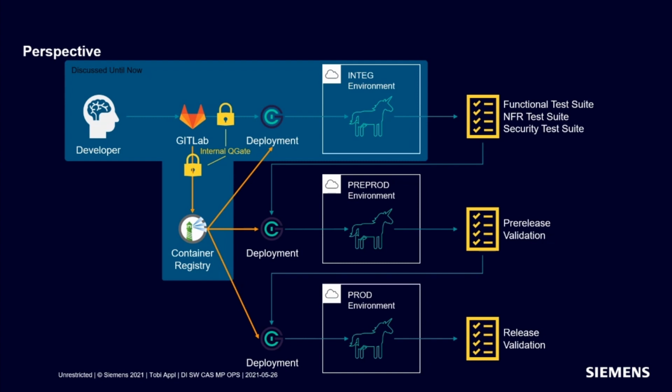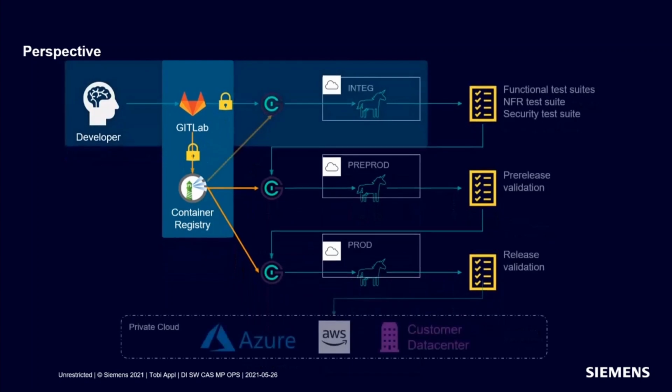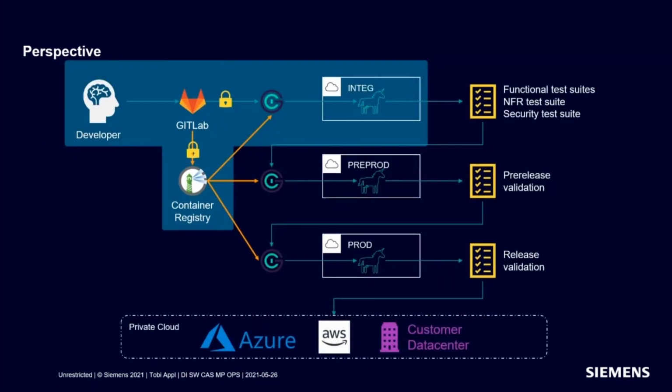And when this whole pipeline is done, only then will code be deployed to customer accounts and to customer data centers. So everything that we call private cloud is a virtual private cloud, which means customer-owned Azure or AWS accounts or customer data centers only. Code that has gone through our validation pipeline is on production already, so that we can make sure that the functional and non-functional criteria that we promise our customers and the quality is really where we want to have it.